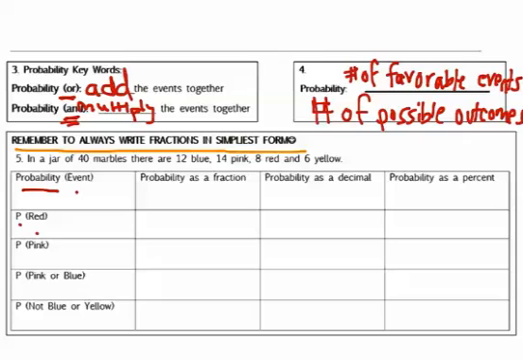Okay, so let's look back at our little setup. Number of favorable events. Okay, so we would say how many red, because that's what the question is asking for, how many red are in that jar? Okay, well, we look up and we say, oh, there's 8 red. So we'd say 8 over how many possible outcomes, how many marbles are in the jar. There are 40 marbles in the jar. Okay, is that reduced?